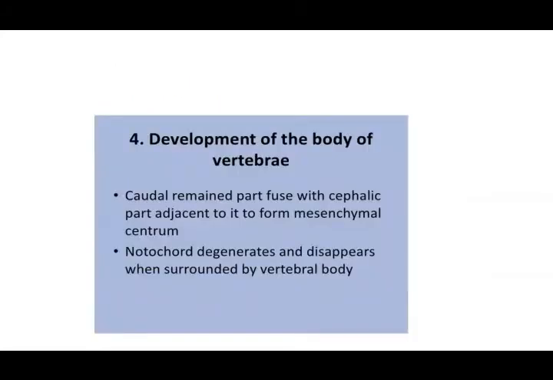Then is the development of the body of the vertebra. The caudal part fuses with the cephalic part adjacent to it to form the mesenchymal centrum. Centrum is the body part. Notochord degenerates and disappears, surrounded by the vertebral body. So that is how the body is formed.